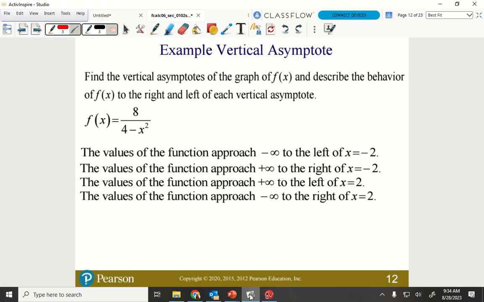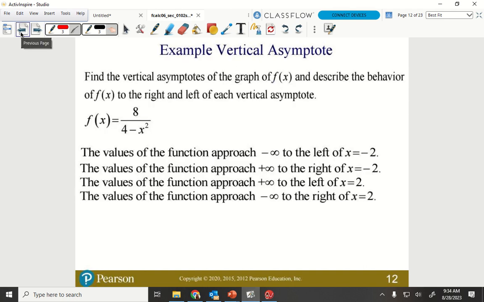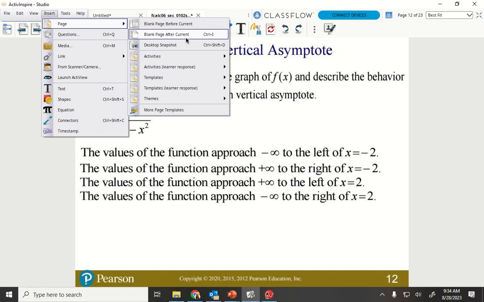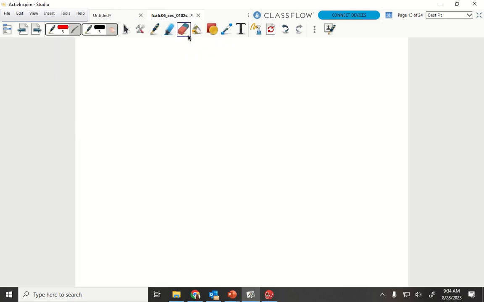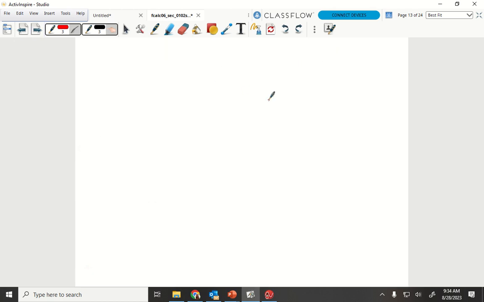Okay, find vertical asymptotes of the graph and describe behavior of this to the right and left of each vertical asymptote. Now, I'm going to go off on another page. Off to the side, we're going to do the math on this one. So it was 8 over 4 minus x squared.